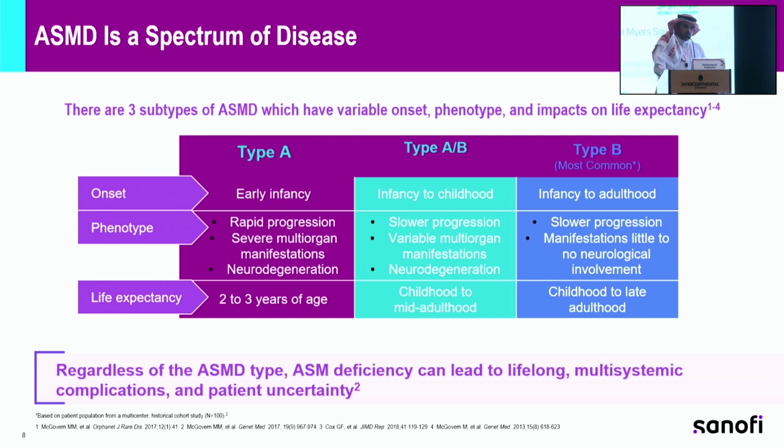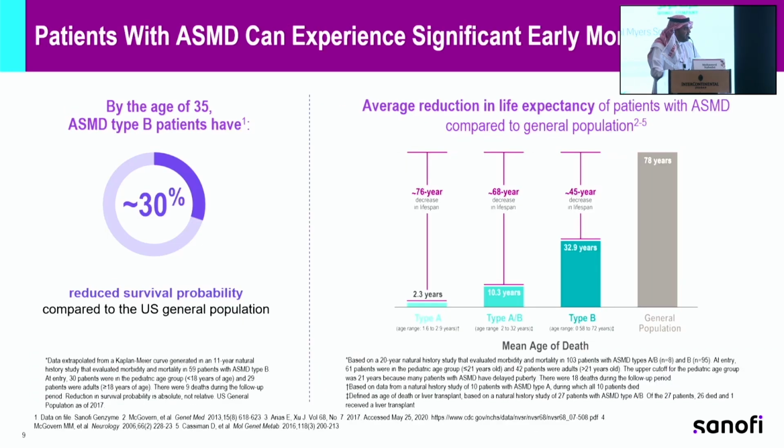Type B, which is the most common type, has onset from infancy to adulthood. It's also a slow progression and affects multiple systems, but here there is no CNS manifestation, and the life expectancy is from childhood to late adulthood. And this is again showing the life expectancy. As you see, type A until 2 years, AB until 10 years, and type B until 35 years.